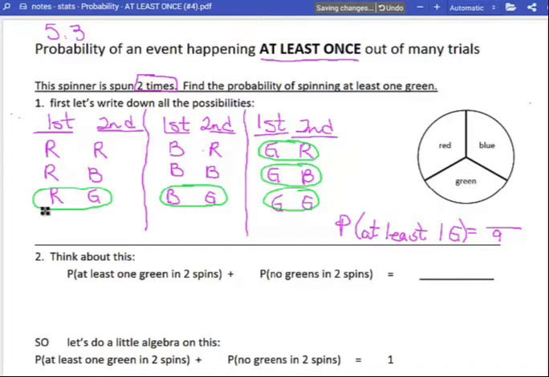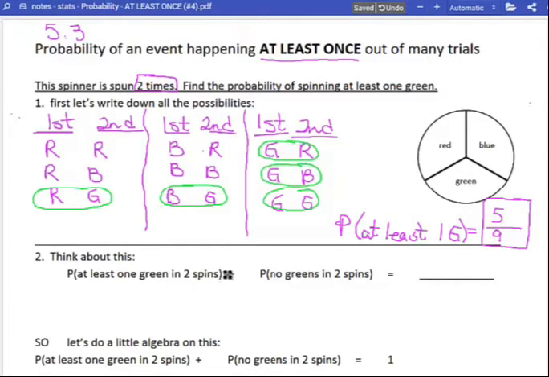So what's my answer over there? It is 1, 2, 3, 4, 5 out of the 9 ways have at least one green. Okay, so that's going to be part of the way that we can figure out that formula on the next page.